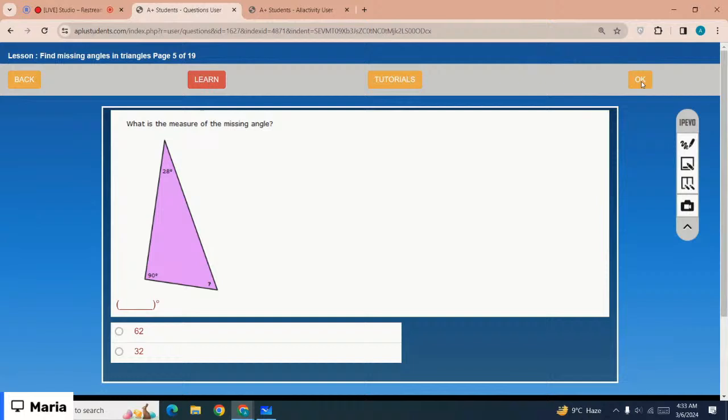What is the measure of the missing angle? 90 degrees plus 28 degrees. 90 degrees, 28 degrees, and the third one is 62 degrees, right? 62 it is.